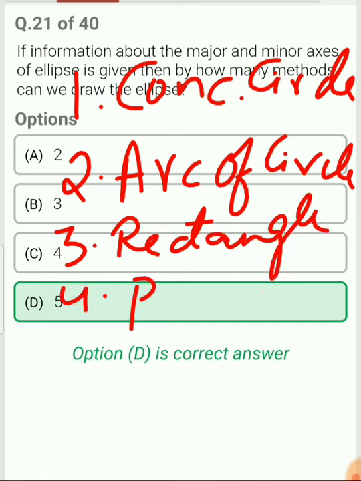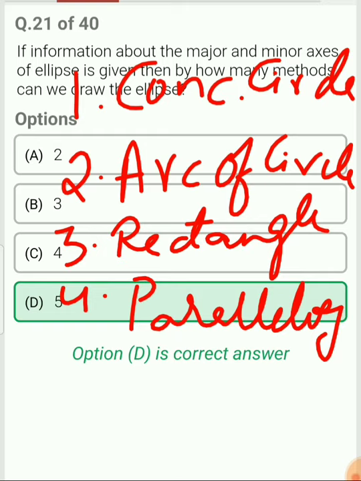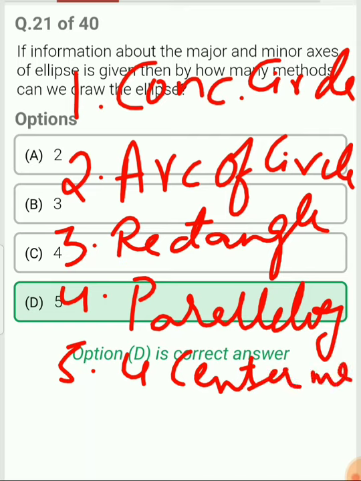Fourth is parallelogram method. Parallelogram method. And fifth is what? Four center method. Four center method. Right. So when the major and minor axis are given, then with the help of these 5 methods we can draw the ellipse.